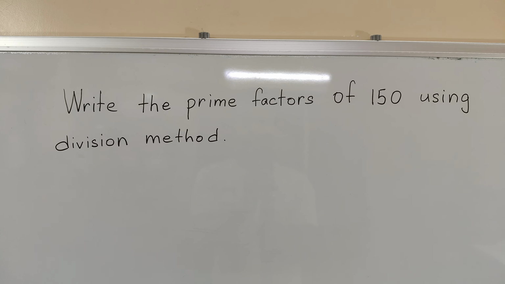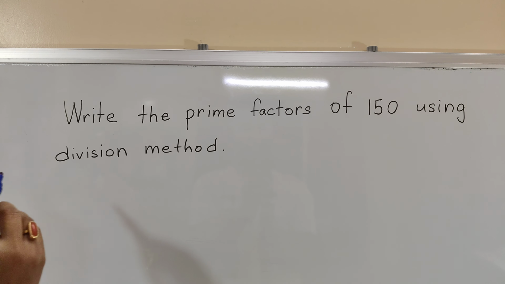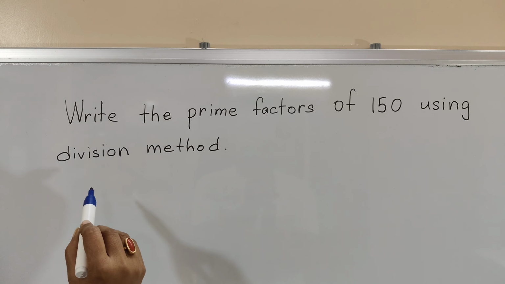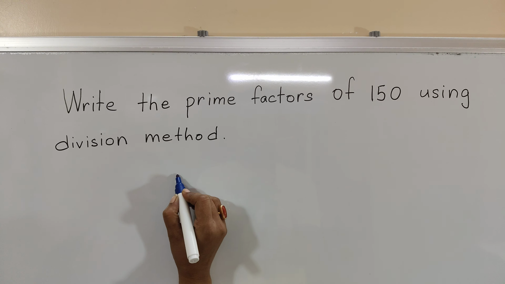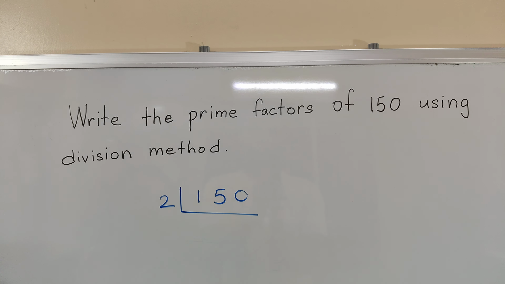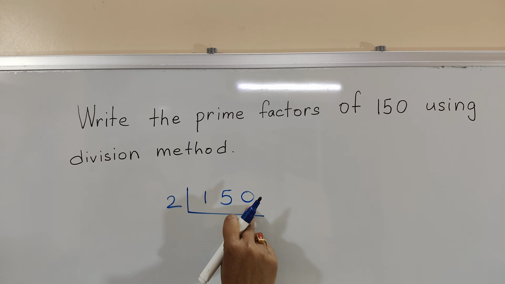Today we will learn how to find the prime factors. Let's read the question. Write the prime factors of 150 using division method. Let's start. 150. We will simply divide 150 by 2 because the last digit is 0.